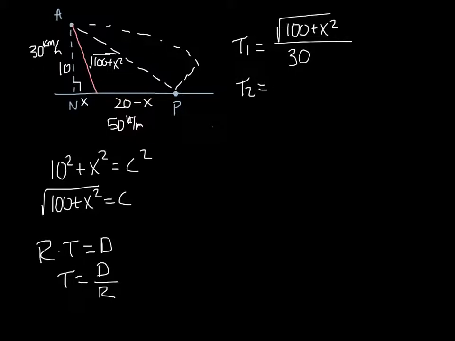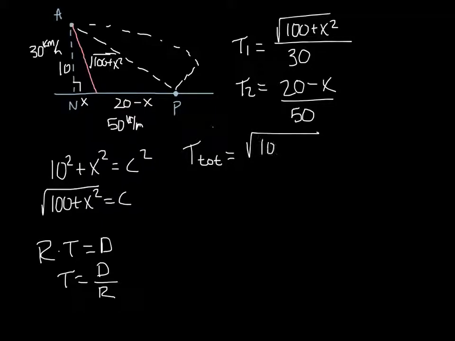T2 is going to be what? Well, how far am I going on the road? I think 20 minus x works, and that speed is going to be 50. So if I want to find my total time here, let's just call it T total. And that's going to be the sum of those two times, right? Because I'm going to go through the desert and then on the road, and my total time is going to be the sum of those. So square root of 100 plus x squared over 30, plus 20 minus x over 50. And I'm saying that this is going to model my total time for this path.